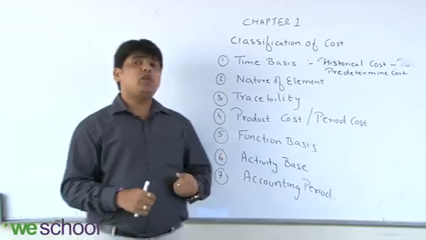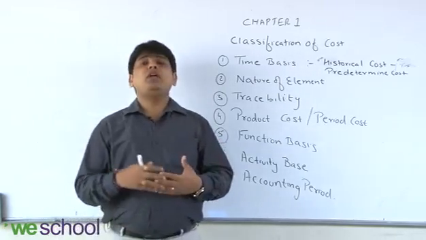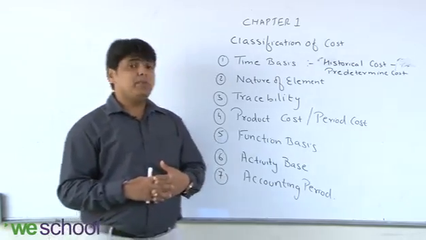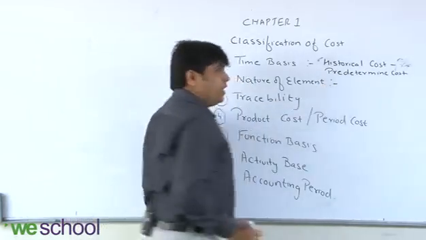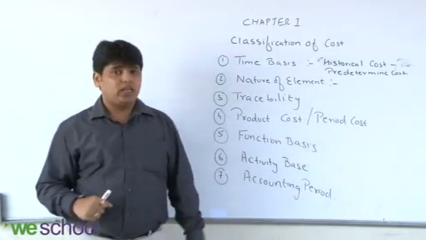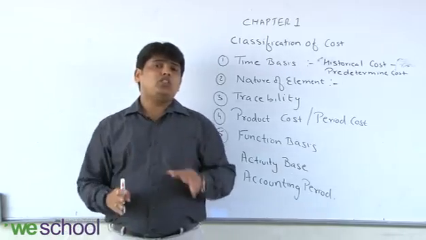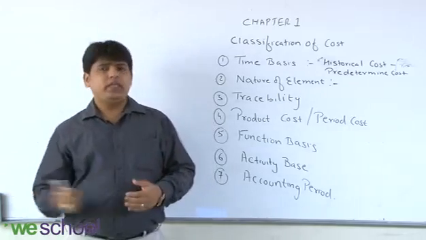So predetermined cost is one of the important techniques which is helpful for the company to have control on the cost. The second classification made by cost accounting people is on the basis of nature of element. When I am talking of nature of element, when I start calculating the cost of my product, I bifurcate the cost into three categories: material, labor and overheads.